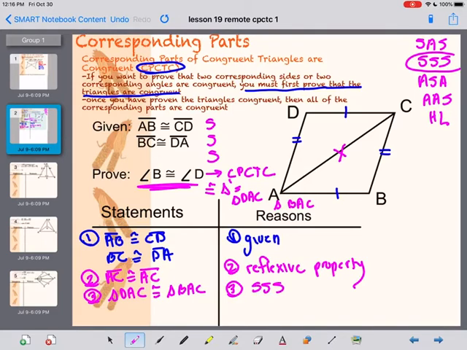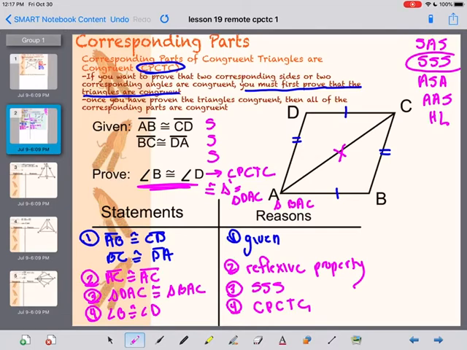Now this is what the new step looks like. Once you have the triangles proven congruent, your last step is your proof line, angle B congruent to angle D, and your reason, CPCTC, or corresponding parts of congruent triangles are congruent. Because the triangles are proven congruent in the previous step, now I know any side or any angle that's in the same spot are congruent, and B and D are in the same spot.